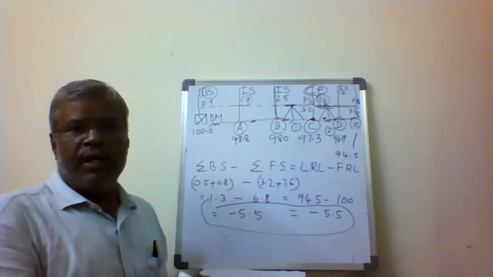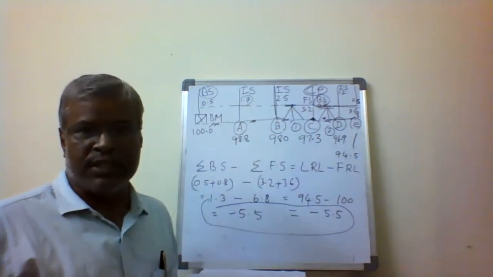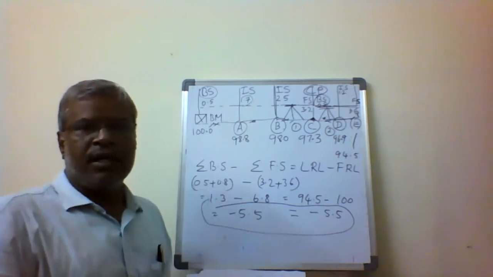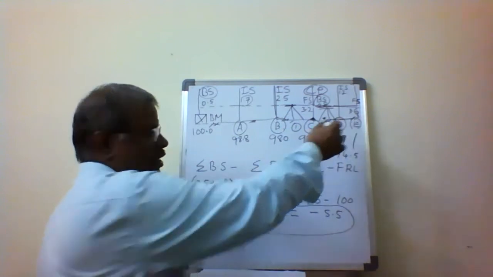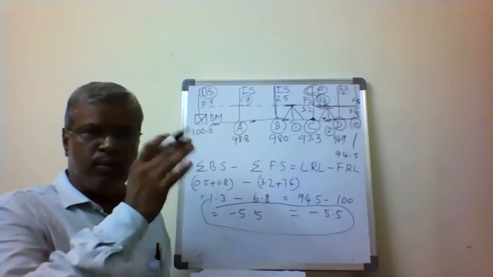So I did this with the diagram showing how the staff readings are taken in the field. Based on that, I calculated the elevations of A, B, C, D, and E. Previously, I put these into the tabular column, that is the level field book.